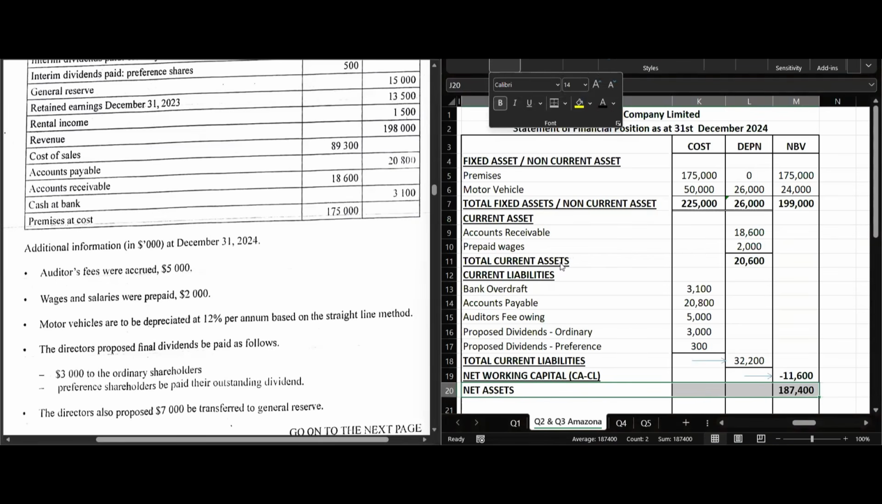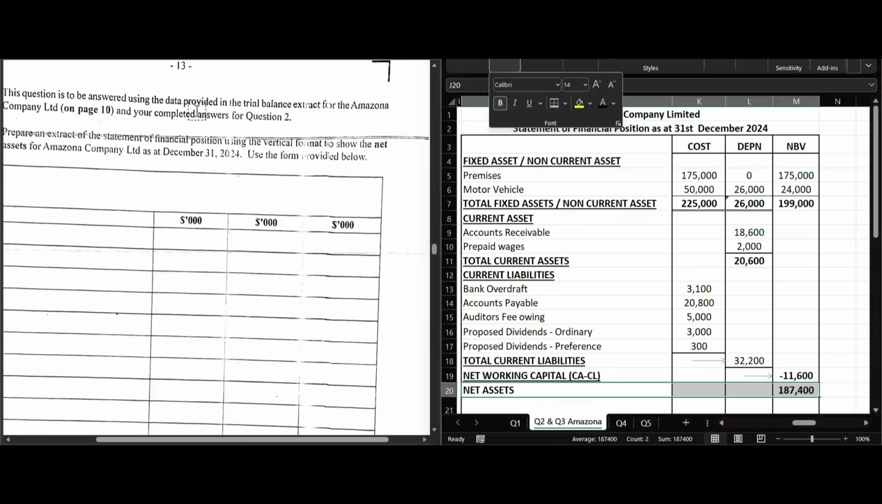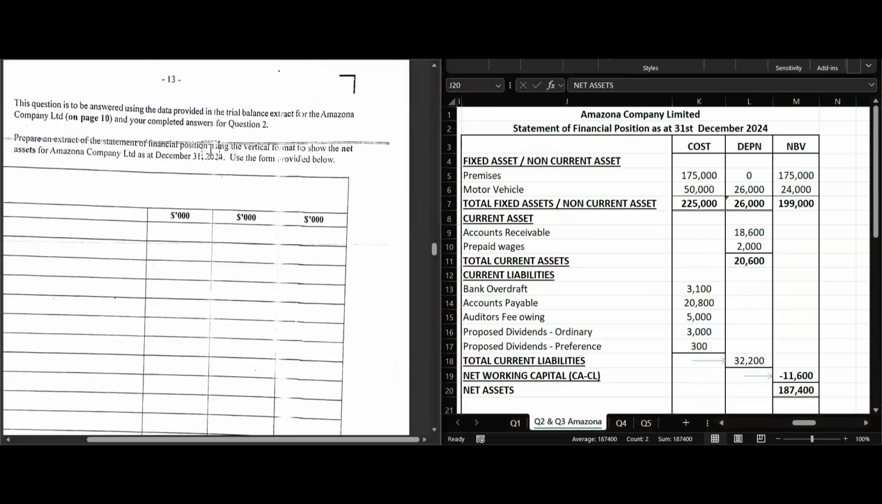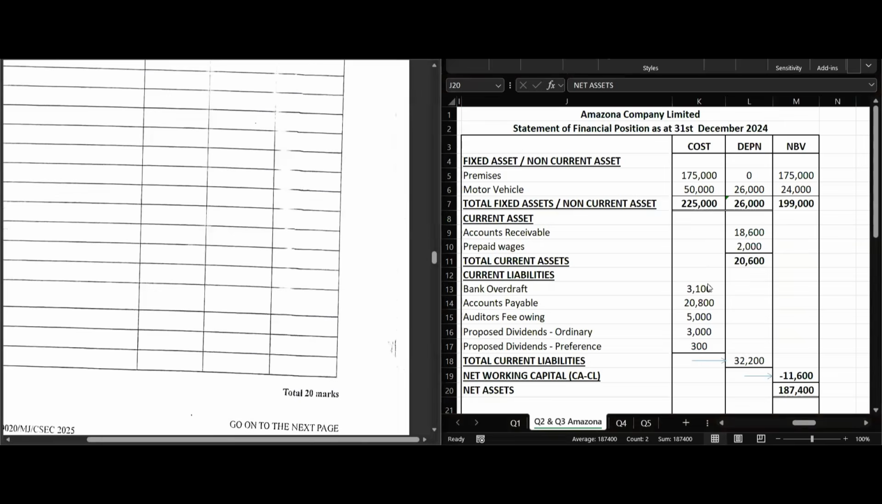187,400. And guys, this was the answer for that question, because all they asked us for was to prepare an extract of the balance sheet, which we just did. Good. They asked for the net assets, and this was it. So this was your total for 20 marks. I'm sure you guys would appreciate this question because it wasn't too long, and they just simply asked for the extract to show net assets, which we did for 20 marks. So guys, great job at question 2. Nicely done.